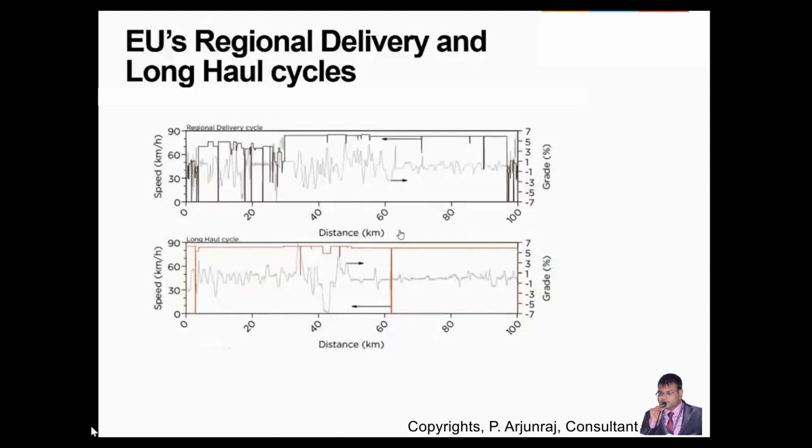This is the European regional delivery and long haul cycle basically. Again, here we cover the distance versus speed. For the regional delivery cycle, you can see the driving pattern, and you also have different gradability percentages. The slope is basically 5% maximum here, and even the long haul cycle also has some slope.